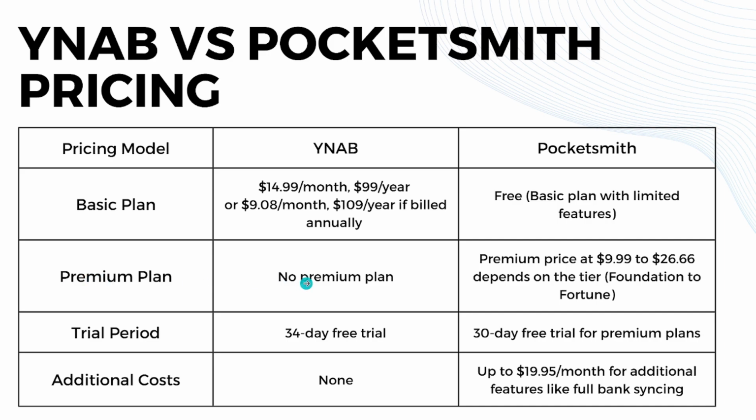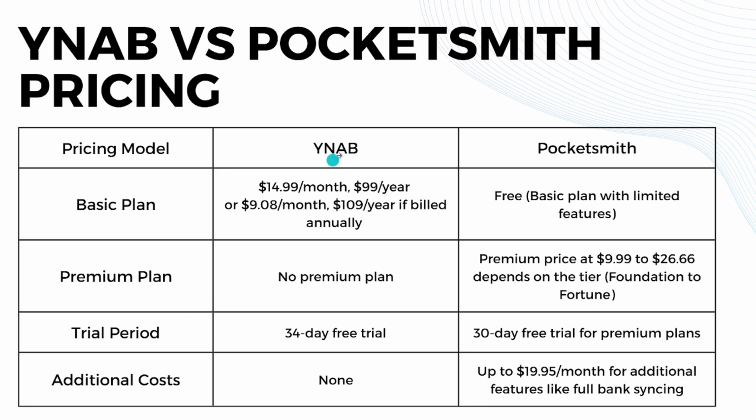For the premium plan, as you can see, YNAB has only one subscription, which is the basic plan. So they don't have any premium plan. All features will be available in the basic plan. While Pocketsmith has a premium plan and their price is from $9.99 to $26.66, depending on the tier, which is from Foundation to Fortune subscription.